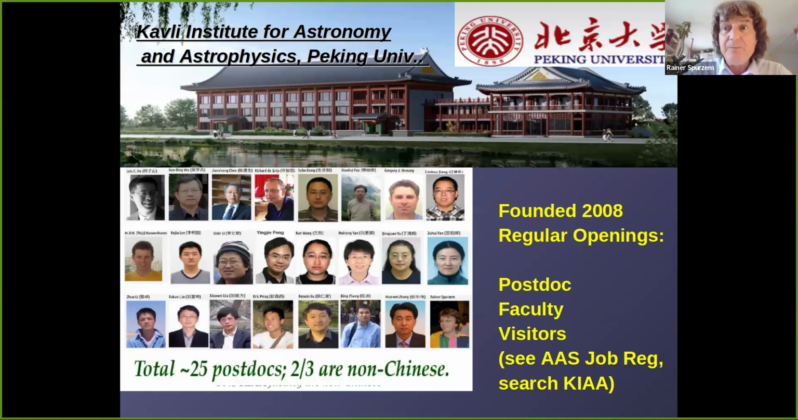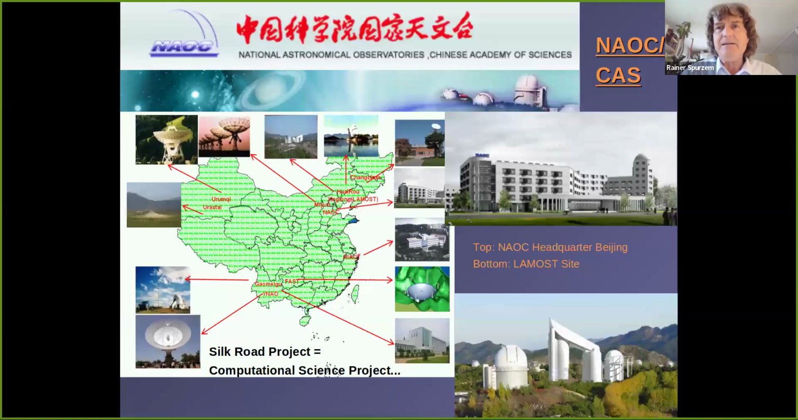It's the Kavli Institute of PKU, and its founding in 2008 actually brought me to China. The interest was in this new international institute, at that time, with very diverse faculty, postdocs and students. And it so happened at the end, because I needed a large supercomputer for my research, that finally I landed at the National Astronomical Observatory of the Chinese Academy, where we started something called the Silk Road Project. It is a computational science project, and in that sense, a computer is one of the many instruments in NAOC, supported by NAOC.